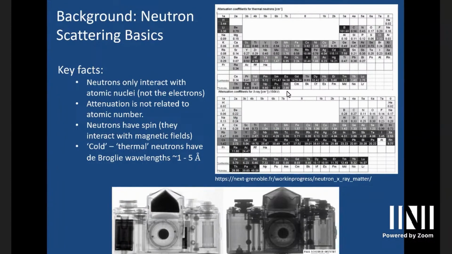These two graphs are pinched off the website of Grenoble. This is X-rays at the bottom, and you can see as you go up in atomic number, you get more and more attenuation. The top graph is neutrons. A couple of key points to look at. Hydrogen is really attenuating, it has quite a big neutron cross section. Boron is huge as well.